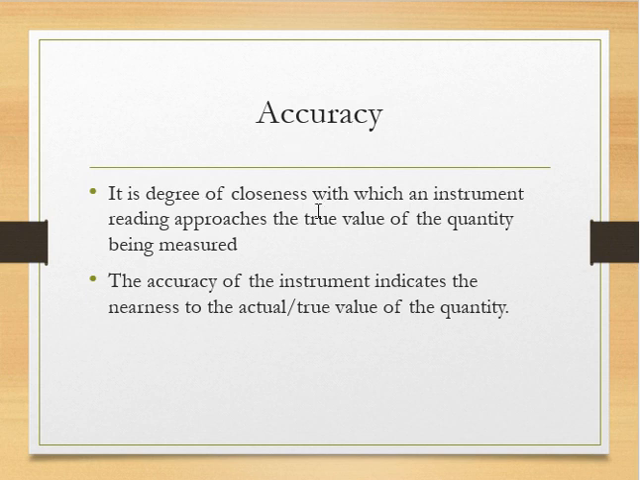It is the degree of closeness with which an instrument reading approaches the true value of the quantity being measured. If the degree of closeness is high, then we can say that accuracy is very high. If the degree of closeness is less, then accuracy is less. So the accuracy of the instrument indicates the nearness to the actual or true value of the quantity. That's why accuracy is very important.